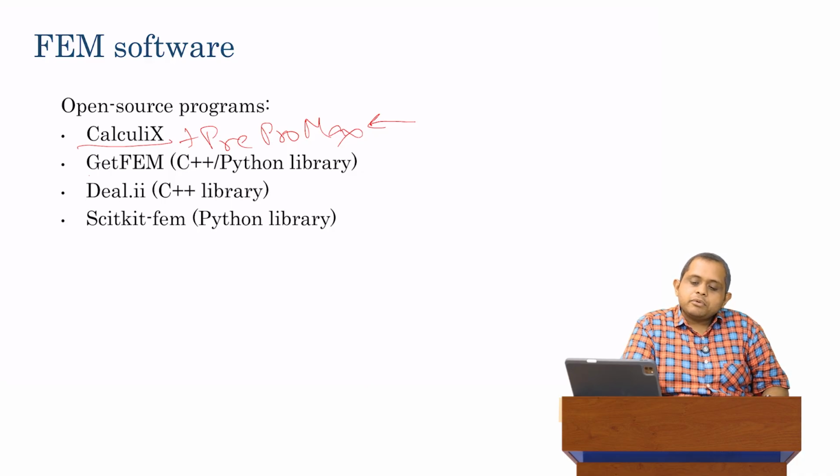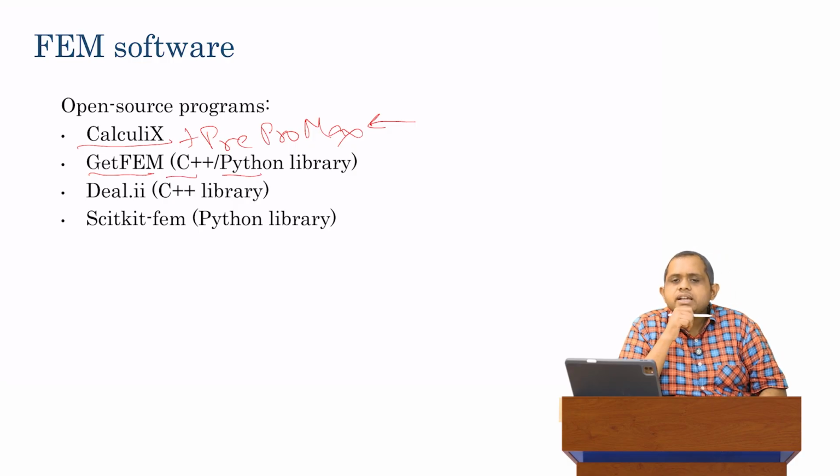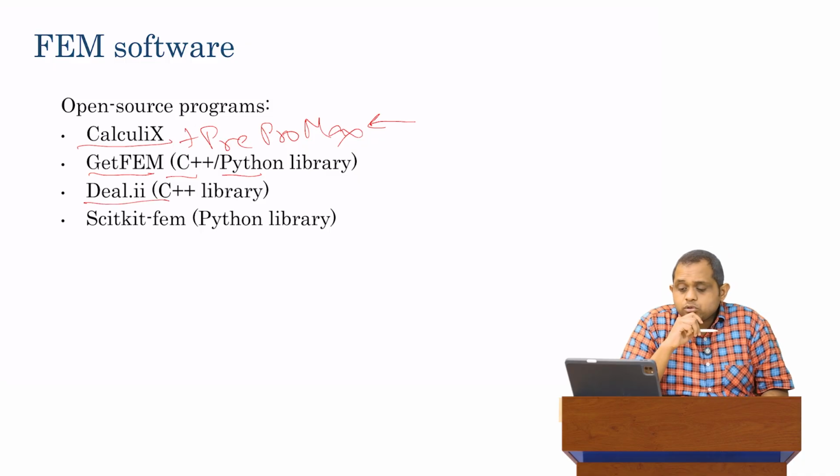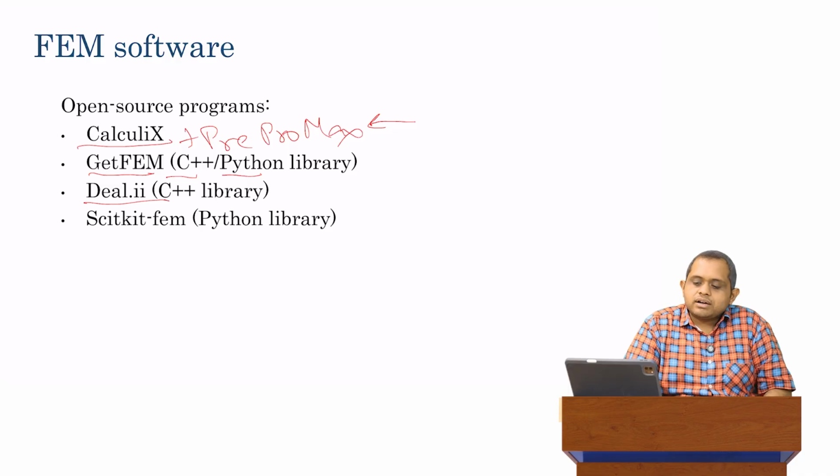So one is a library called GetFEM. GetFEM is a very interesting library. It's available both in C++ and Python, and it has very large capabilities. In fact, it is possible to model even beams and plates using GetFEM. There is another library called deal.II. This is used exclusively in C++, a very good and very powerful library, but it cannot analyze plates and beams, at least not yet.